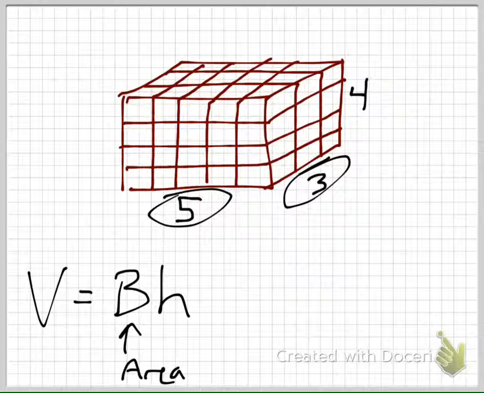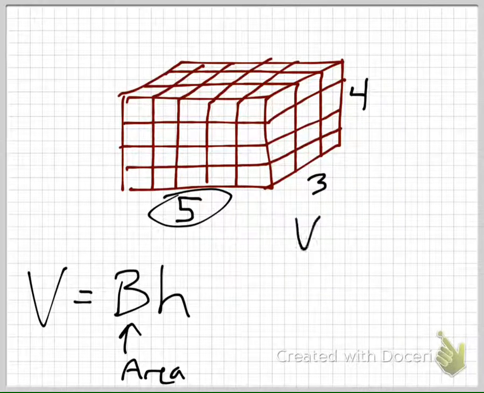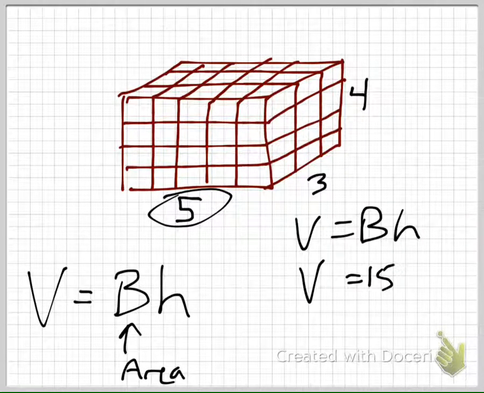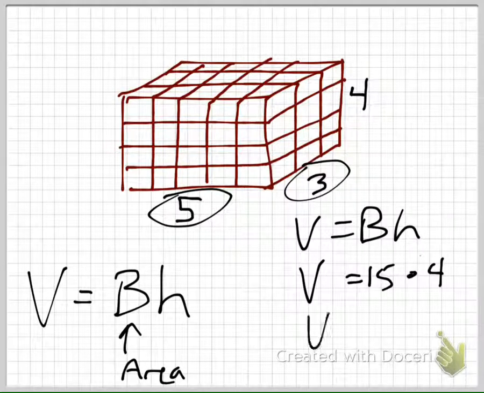So here in this situation, since it's V equals BH, we go volume equals. What is the base? That would be 15 whatever units squared, right? Because it's 5 times 3. 15 times the height, which is 4. 15 times 4 is 60, so the volume is 60. And you can look at that. Can't you look at this and kind of visualize it?